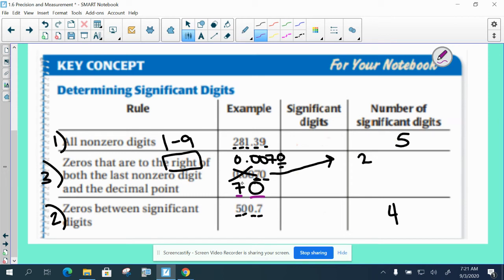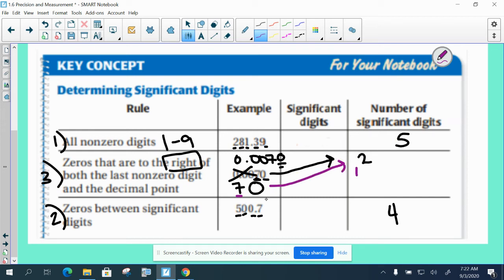Think about why. The reason is that it says to the right of both the last non-zero digit and the decimal point. Is this to the right of the decimal point? You can imagine an imaginary decimal point here. So no, it's not to the right of a decimal point. So this 0 is actually just a placeholder 0. This is just saying 70. Sorry, I will get rid of this underline because we were saying underlines mean significant digits. 70 would just have 1 significant digit.